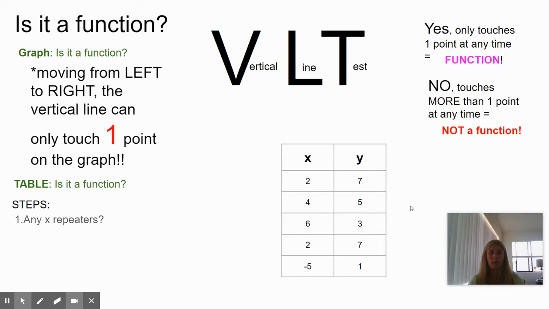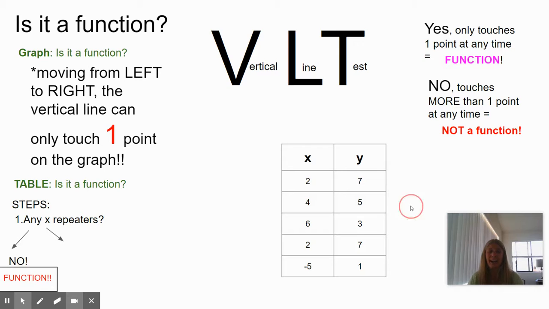So step number 1 is ask yourself, are there any repeaters in the x column? So I see a 2, 4, 6, 2, -5. I said 2 twice. That's a repeater in the x column. So yes, we do have a repeater. If the answer is no, then you're done. If there are no repeaters, it's a function and you are done. But our answer was yes, we have two 2s.